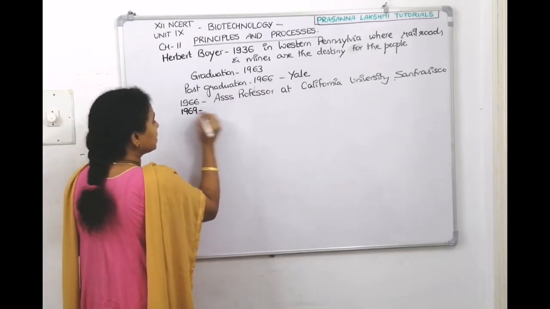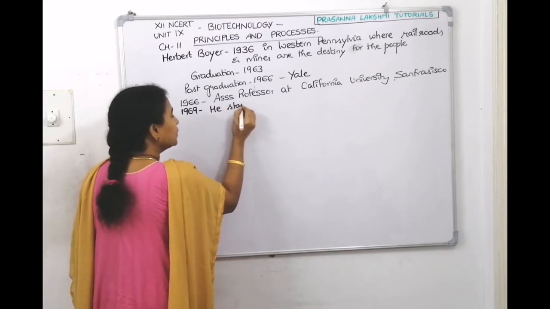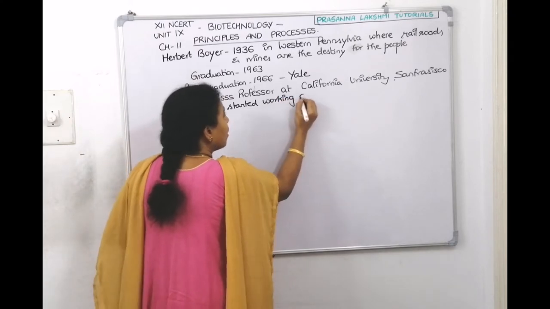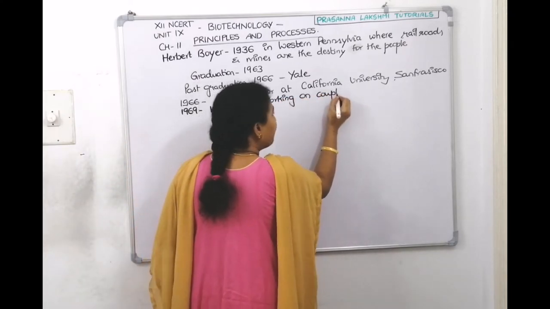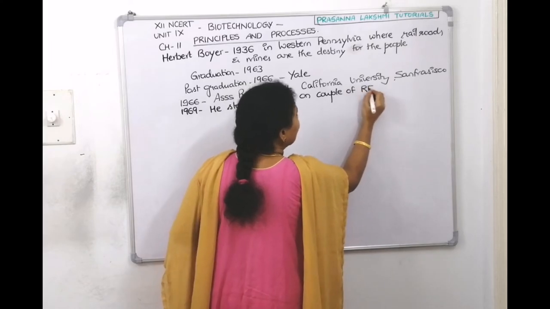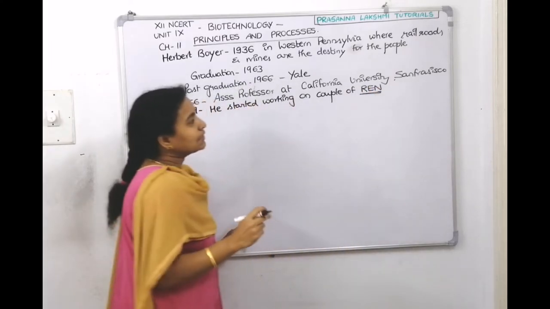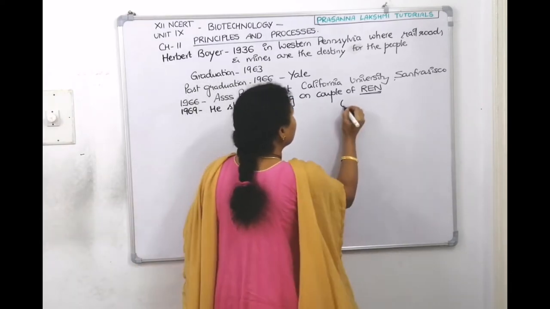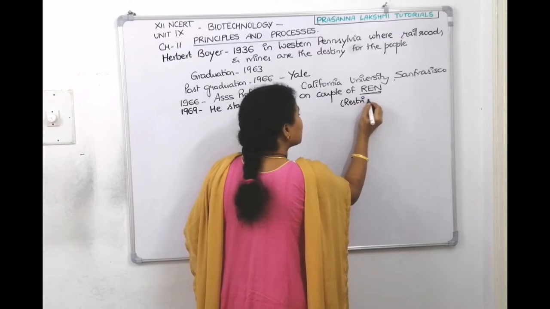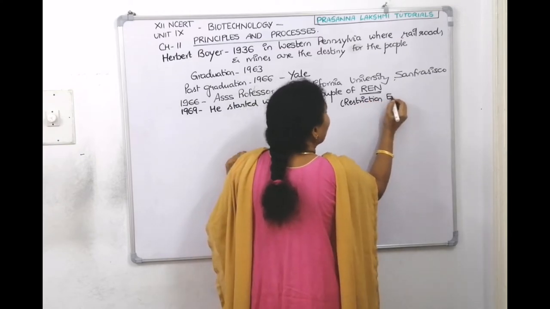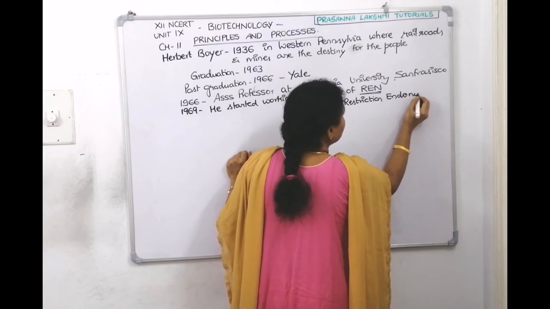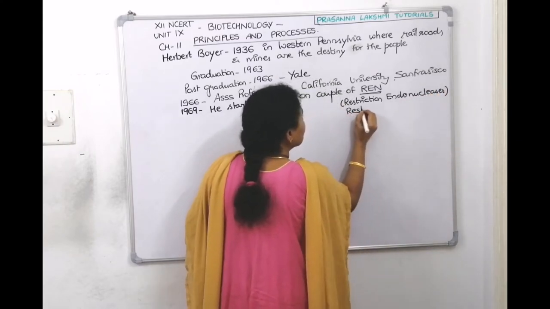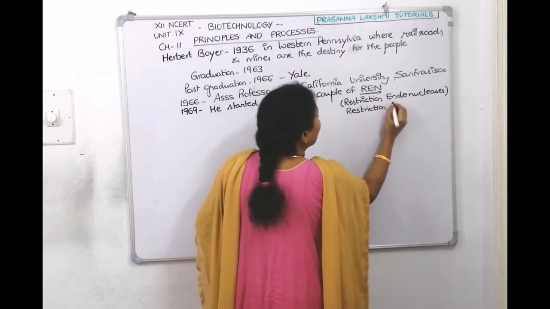So, in 1969, he started working on a couple of restriction enzymes. We can call restriction enzymes REN, restriction endonucleases. What does REN stand for? Restriction endonucleases. It's called restriction endonucleases, or we can also call it restriction enzymes.